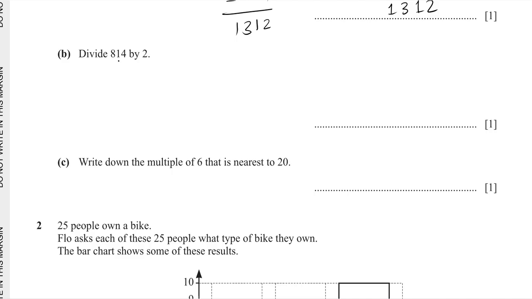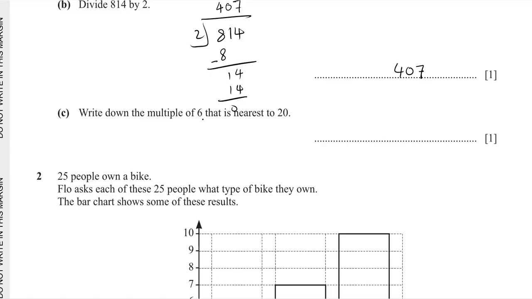1b, divide 814 by 2. So we just simply divide 814 by 2. You're going to get 4 times 2 equals 8. We got 1 down, and to bring 4 down we have to add a 0. 2 times 7 equals 14. So our answer is 407.